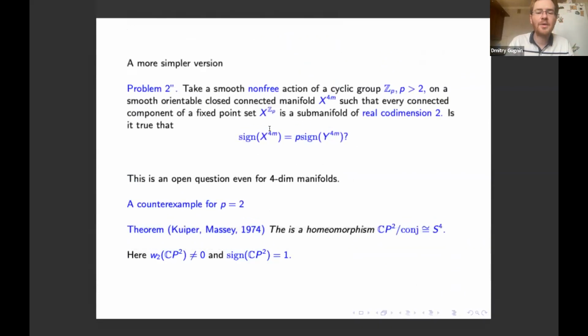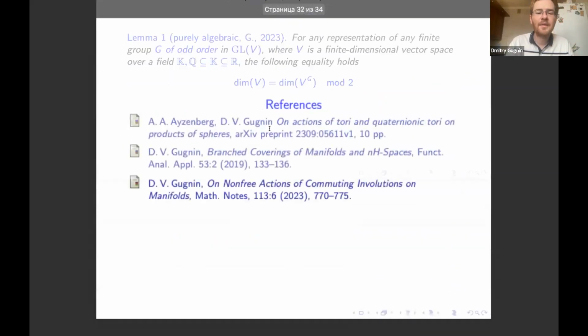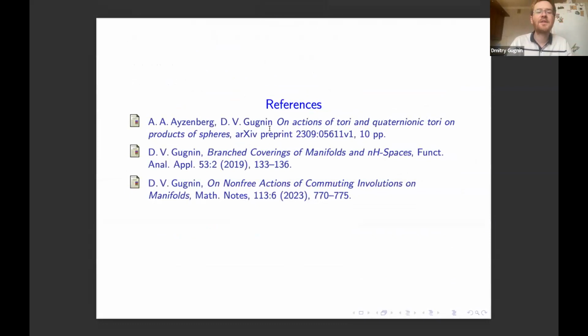Okay, so here are some references. This is our recent arXiv preprint where we prove the complex and quaternionic analogs of my theorem about the quotients of spheres, products of spheres by tori. And here are my two papers.